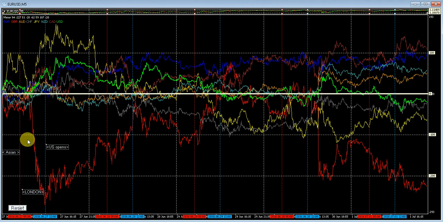You can see here very clearly, this is red, this is sterling. Sterling got hammered on Monday morning, which obviously was a resumption of the hammering it got on the Brexit vote on Friday.